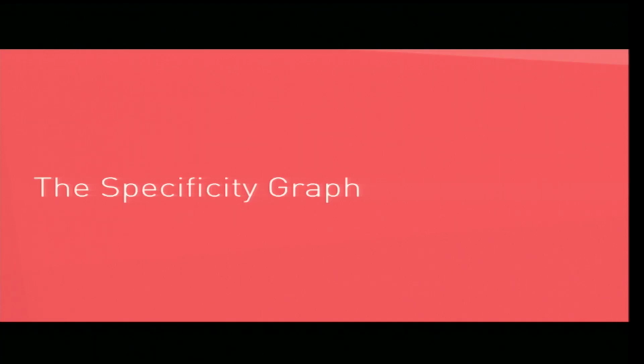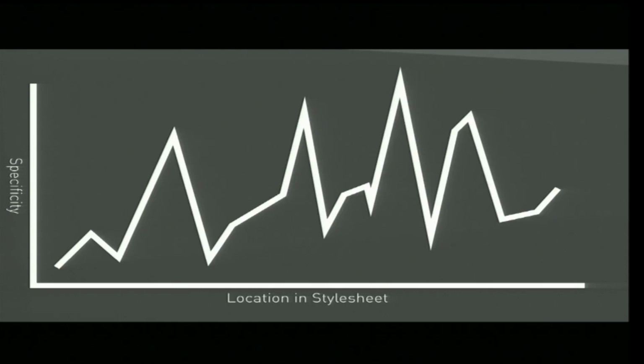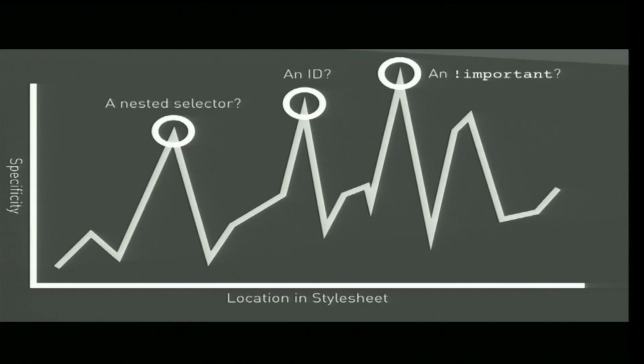One really useful way of visualizing specificity at project level is what I call a specificity graph. And this is an entire project's overview. A specificity graph simply plots the location in the style sheet on the x-axis and the specificity of a selector on the y-axis. You take your entire project's worth of CSS and plot it on a graph like this, you might find you get this kind of result. So we can see here we've got some highly specific selectors. Perhaps we've got a nested selector or an important.